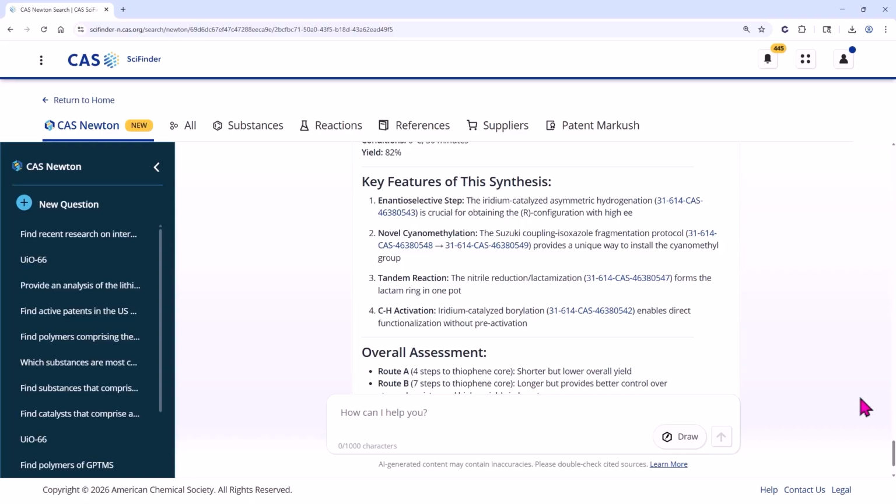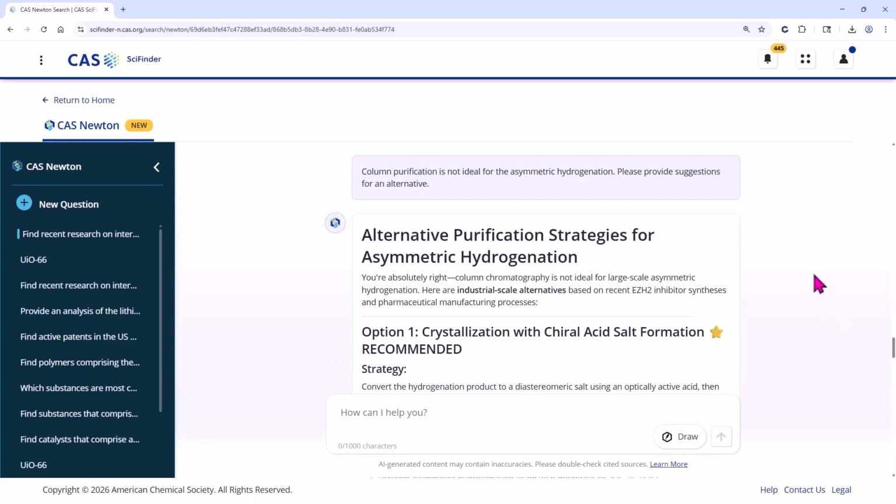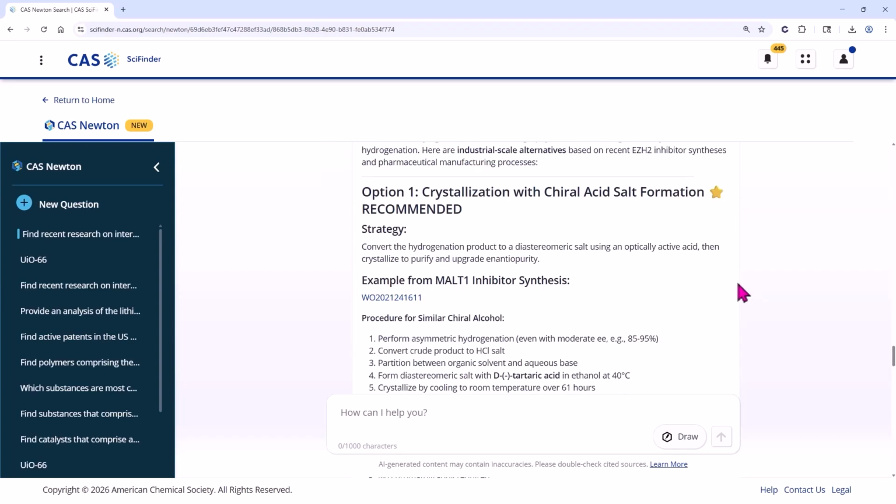I'll say, column purification is not ideal for the asymmetric hydrogenation. Please provide suggestions for an alternative. Okay, so we have a response here from my follow-up question where it does recognize that column chromatography is not necessarily ideal, especially for a large-scale approach. And it does give some suggestions.